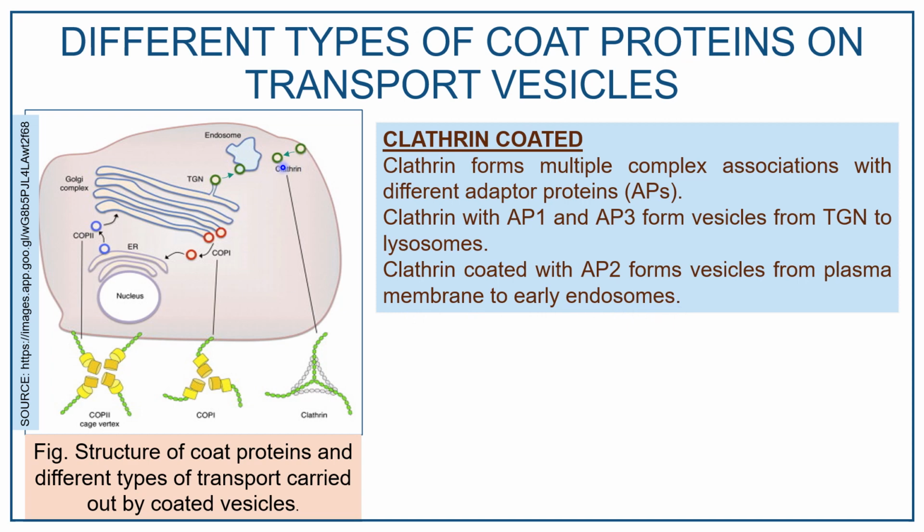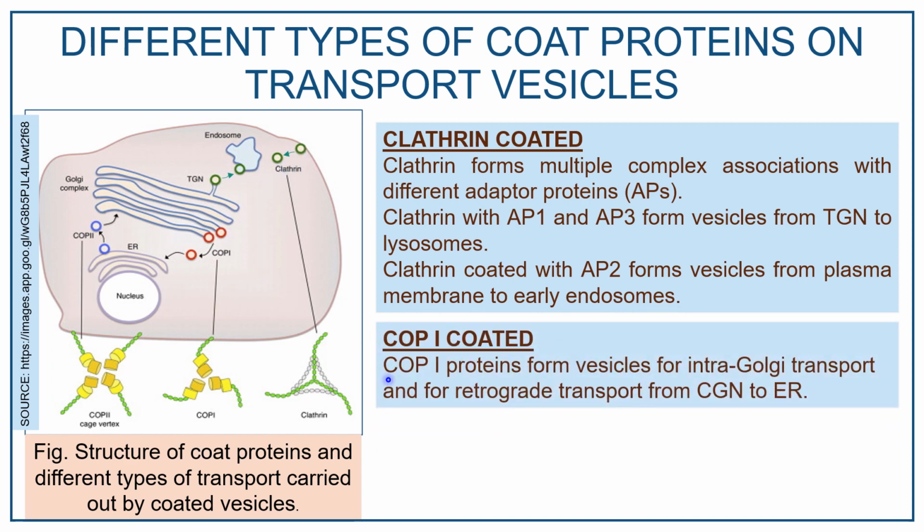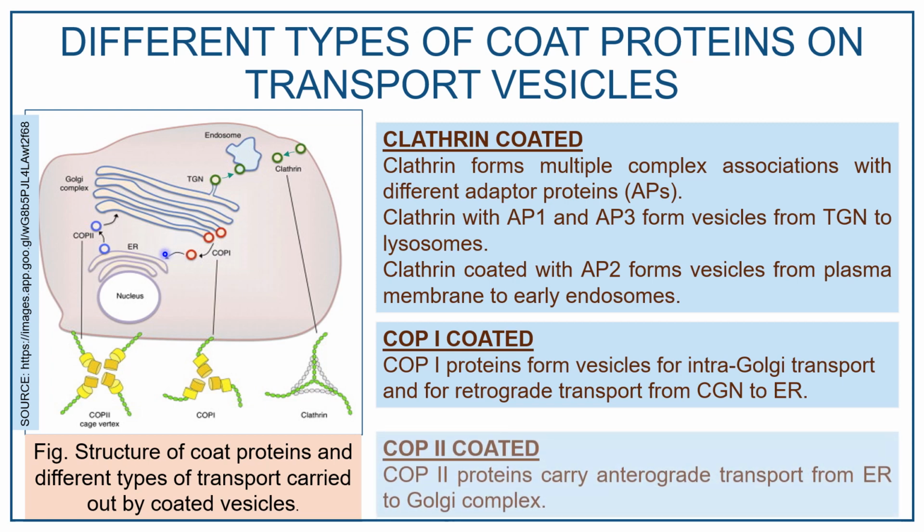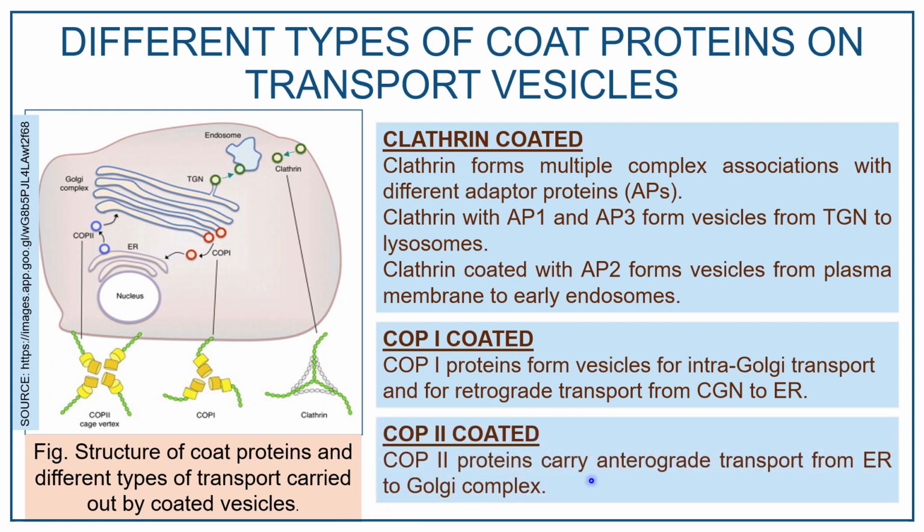The second type of coat protein is COP1. COP1 proteins form vesicles for intra-Golgi transport and for retrograde transport from the cis-Golgi network to the endoplasmic reticulum. The third type is COP2 proteins. COP2 proteins carry out anterograde transport from the endoplasmic reticulum to the Golgi complex.